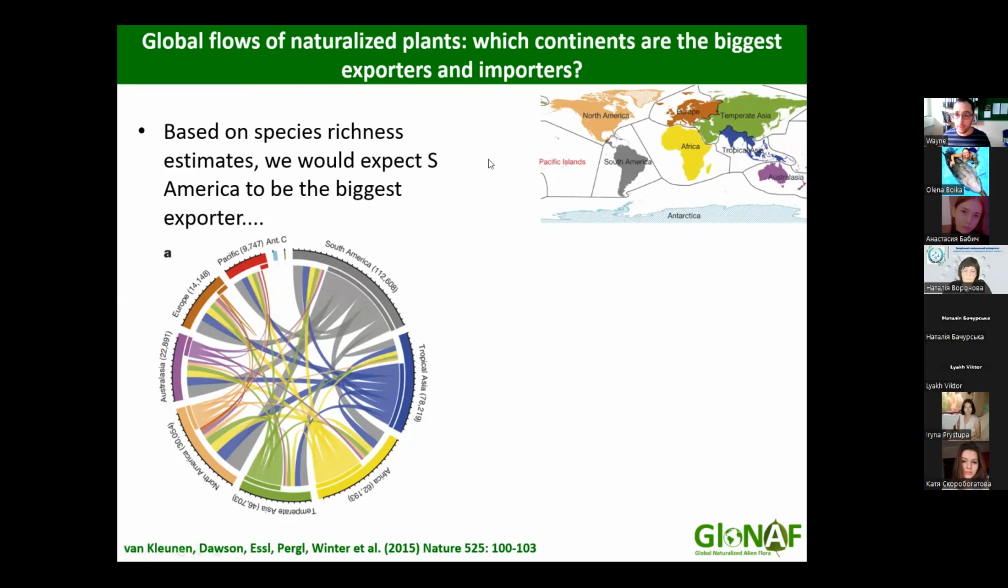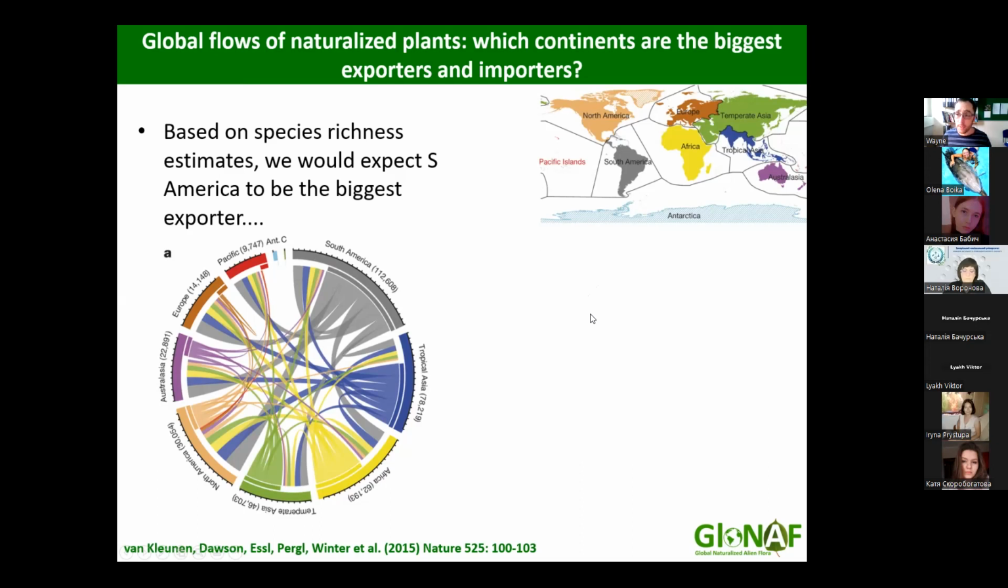And the continents that we're talking about are the ones that are shown in the top right-hand figure in different colors: North America, South America, Africa, Europe, temperate and tropical Asia, Australasia, and the Pacific Islands. We're not counting Antarctica because, of course, there aren't very many plant species from or being introduced to Antarctica. Believe it or not, there are actually some naturalizing plants in Antarctica, but they're very few in number.